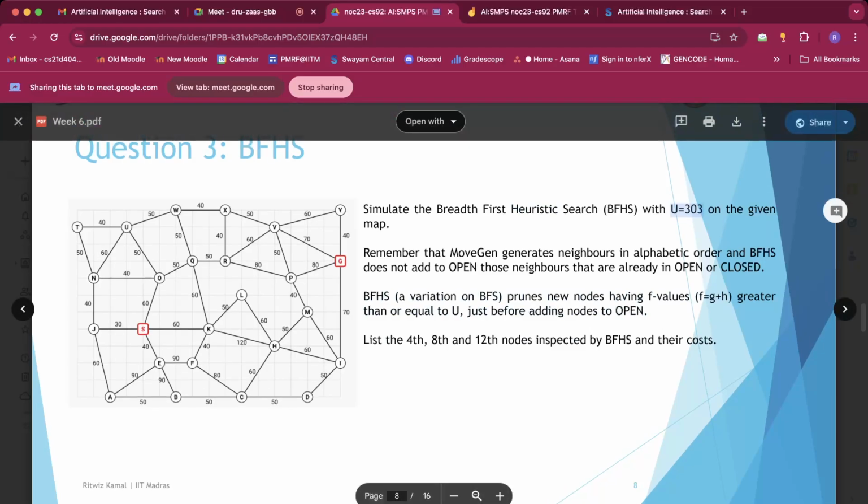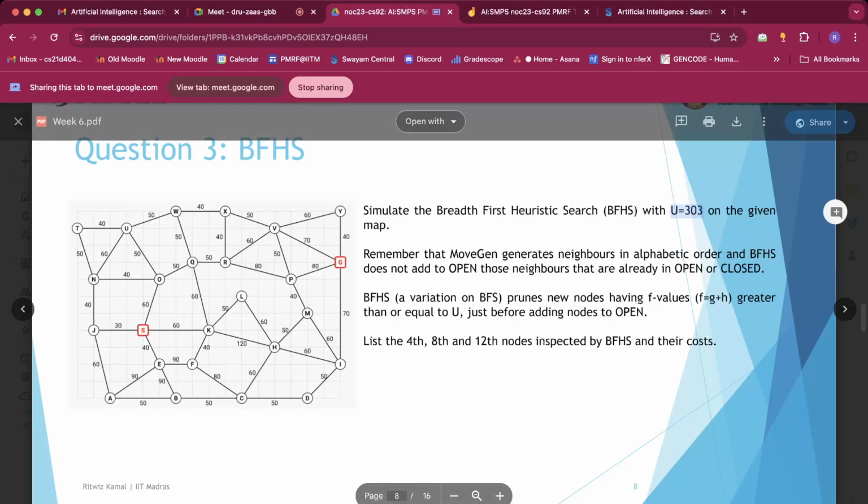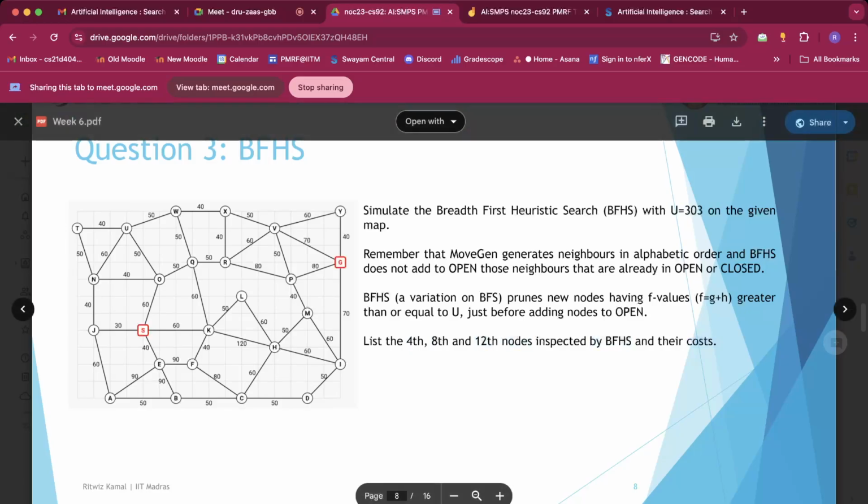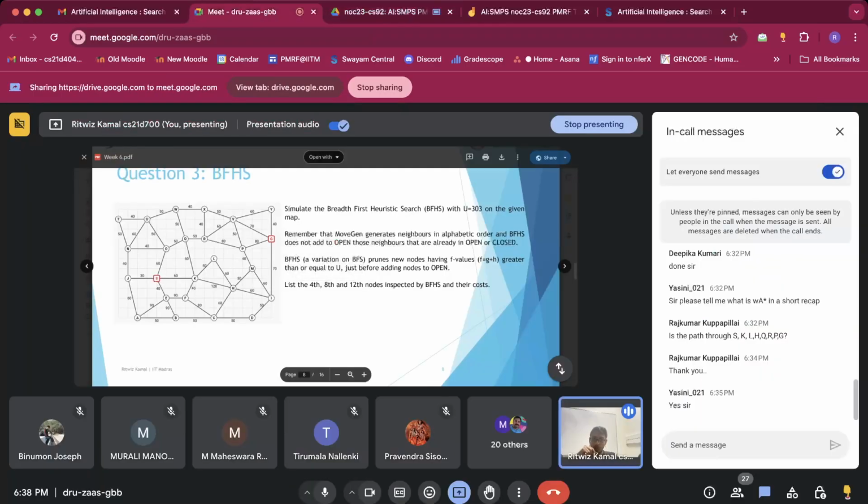by some oracle. The question asks us to report the 4th, 8th and 12th nodes inspected by BFHS and their associated costs. Again, I'll let you try to solve it yourself first before we discuss the solution. I'll leave it on here for a couple of minutes.